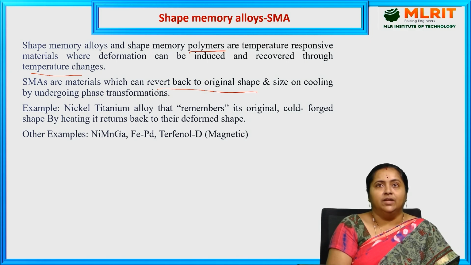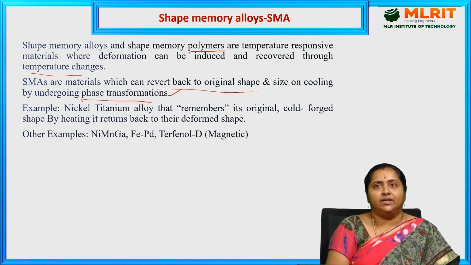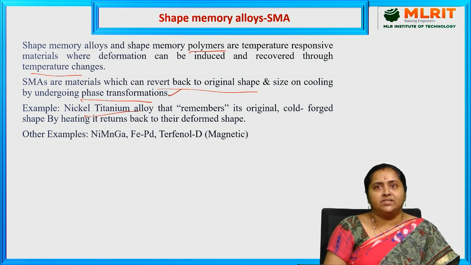SMAs are the materials which can revert back to their original shape and size on cooling by undergoing phase transformation. How is this able to happen in alloys and even polymers? They usually involve phase transformation, that is, during the heating and cooling process, they undergo some phase transformations. Accordingly, they respond in their output. Example: nickel titanium alloy that remembers its original shape. During heating, it deforms, and it keeps its original shape in mind, and on cooling it will come back to its original form.